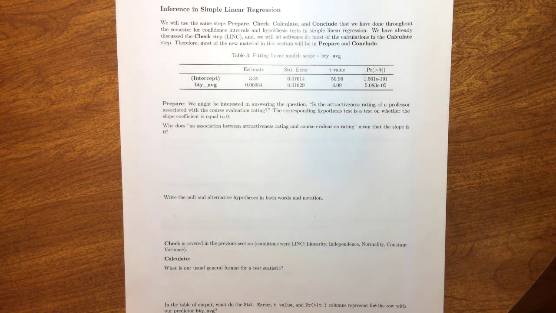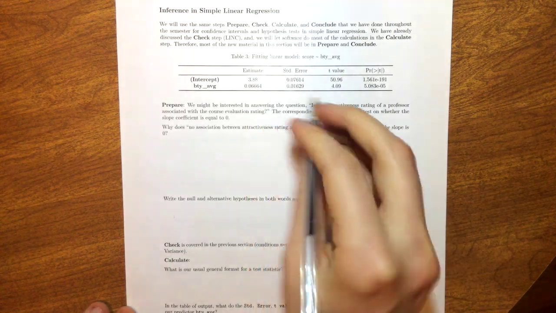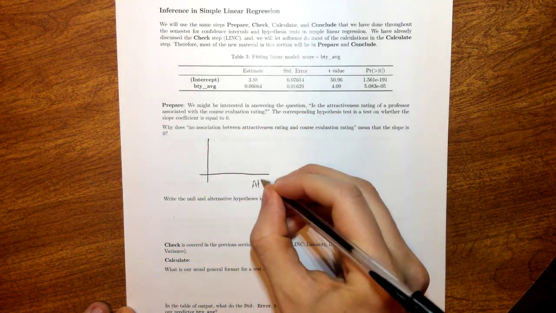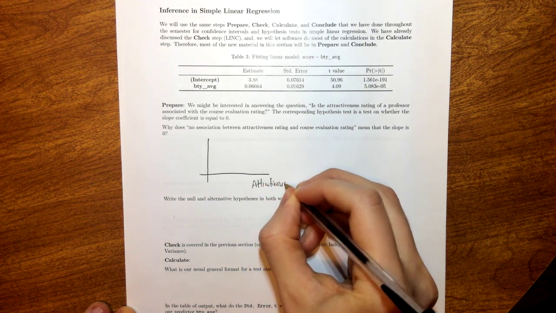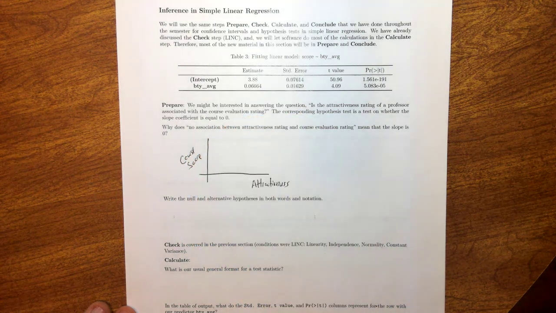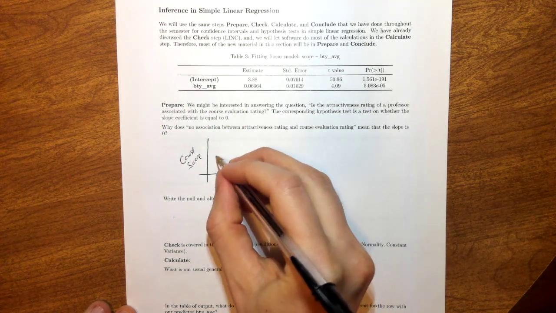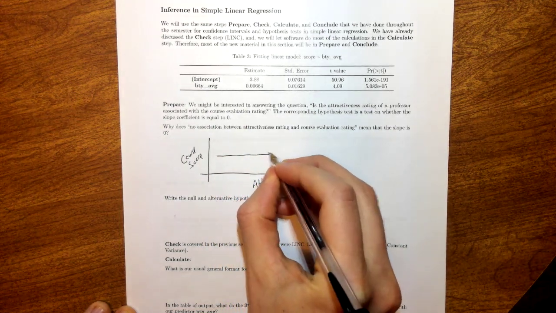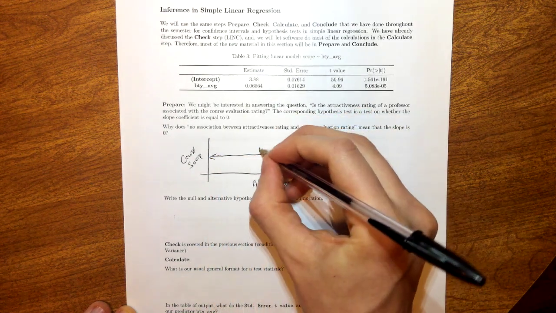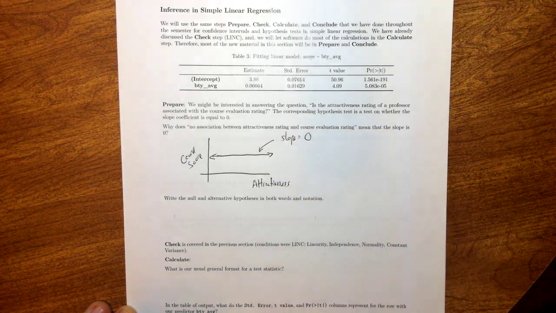These two variables could end up being associated. The corresponding hypothesis test is just a test on whether the slope coefficient is equal to 0. Let's take a second to draw a picture of why that would be the corresponding hypothesis test. I'm going to draw a little graph with attractiveness on the x-axis, course score on the y-axis. If there's no association between these two, that would indicate just a straight line going across, meaning the slope of that line would be equal to 0.